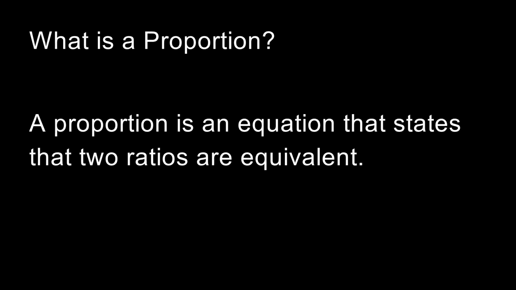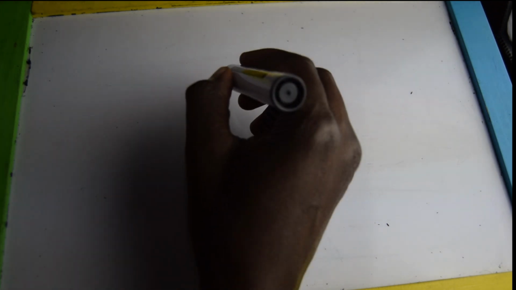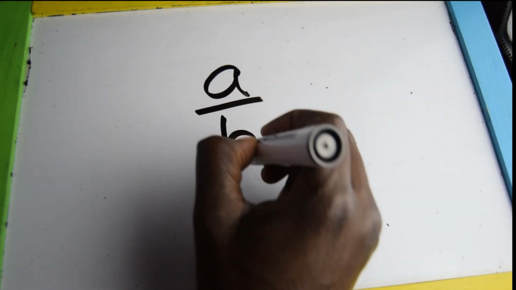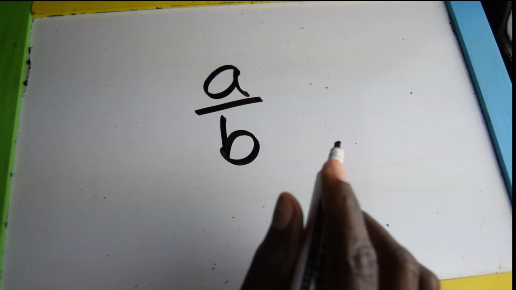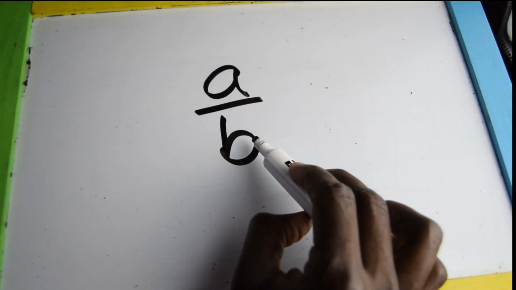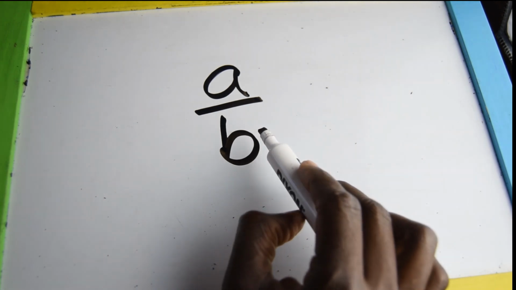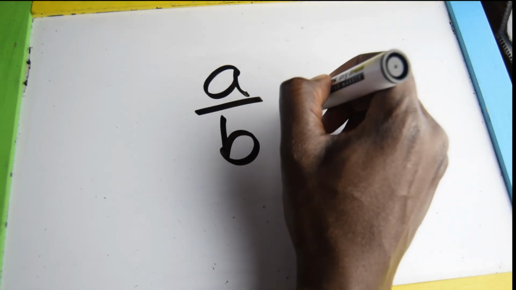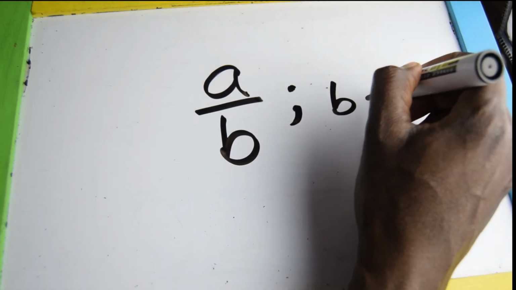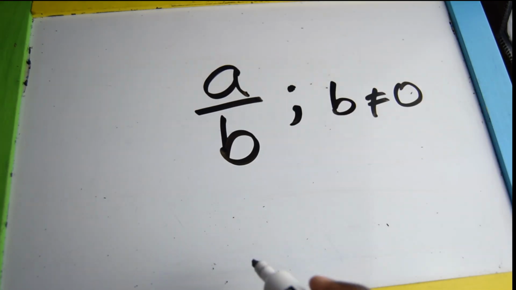So let's talk about proportions. A proportion is an equation that states that two ratios are equivalent. That's how you define a proportion. Now, the general way proportions are written is as fractions. So you write A over B. But remember, if you divide a number by 0, you don't have an answer. So in every case, B is not equal to 0.